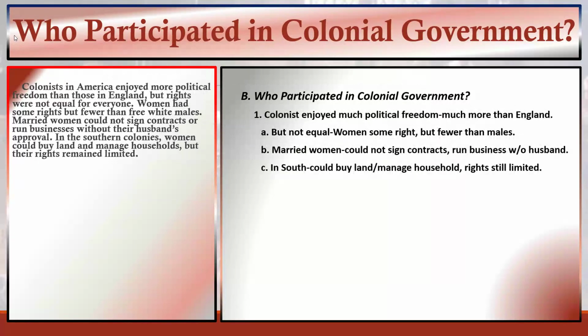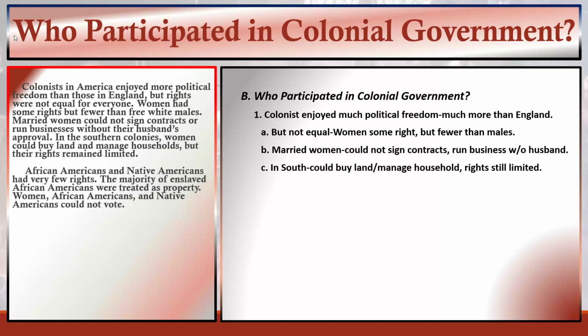So how did I summarize this one? There's a lot in this paragraph, so I apologize if the summary seems long. Colonists enjoyed much political freedom, much more than England, but not equal. Women had some rights, but fewer than males. Married women could not sign contracts or run business without their husband. Yes, ladies, believe it or not, that was true. In the South, they could buy land and manage the household, but their rights were still limited. In the South, where you think there'd be less rights, women actually had more because they were often left on the plantation alone for months at a time when their husbands were away selling goods.